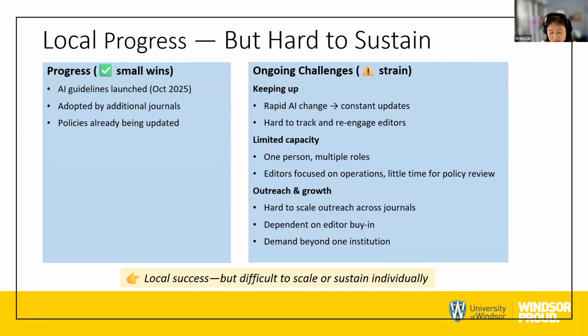At my library, I support journal publishing while also balancing multiple responsibilities. Editors face similar constraints. Most are focused on daily operations, so ongoing engagement with the policies depends on their availability and buy-in. At the same time, demand is growing beyond a single institution. So while local efforts are valuable, they are difficult to sustain and even more difficult to scale.